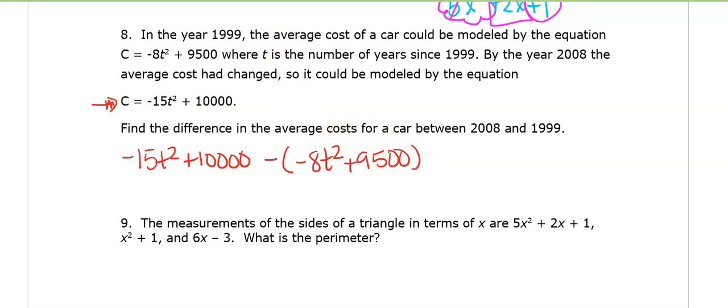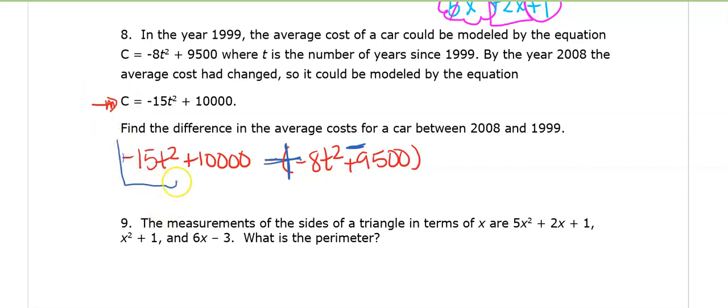Now, look at this, and we have a big flag here. We have this minus, and this minus changes everything behind it. It makes everything the opposite. So that negative 8 is going to become a positive, and this positive 9,500 is going to become a negative.